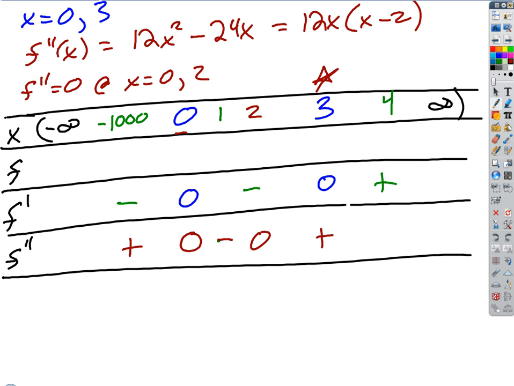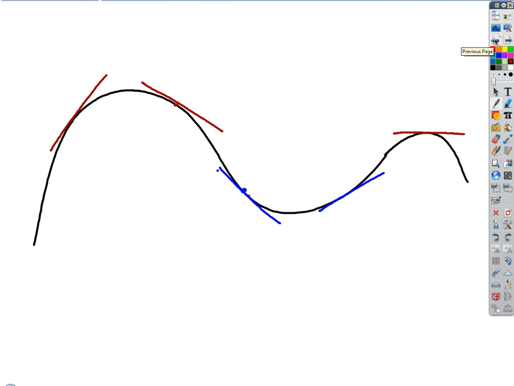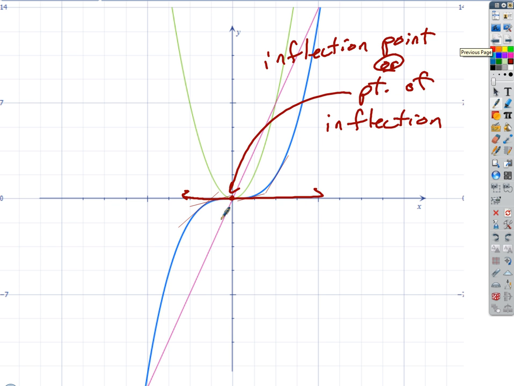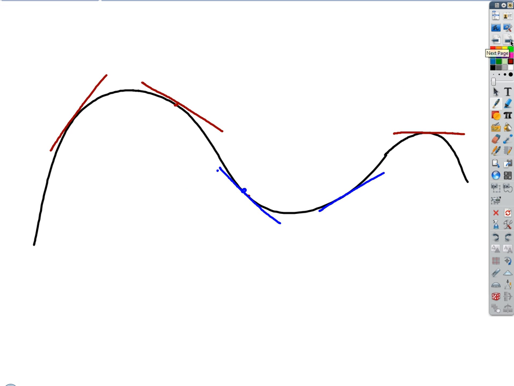A point of transition of the second derivative, where we went from, say, negative to positive, but it would have been the same if we had changed from positive to negative, is what we called an inflection point. Does an inflection point necessarily have to have a horizontal tangent line? No, it doesn't.